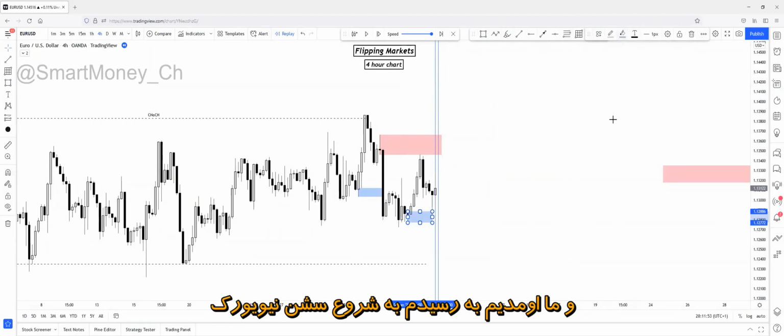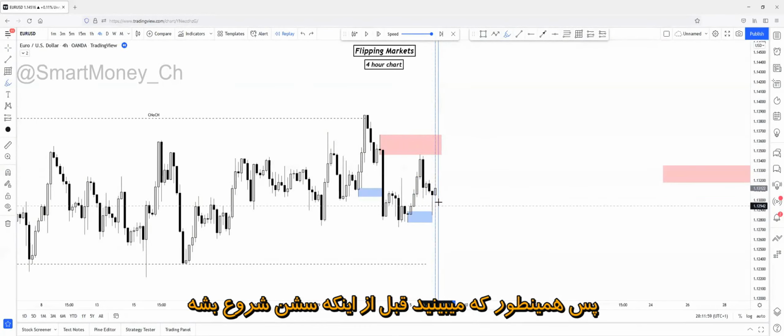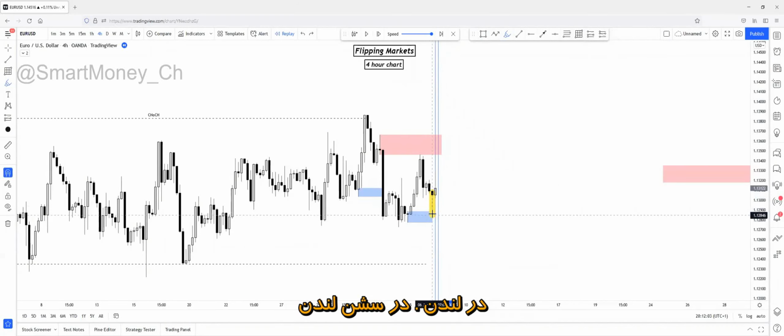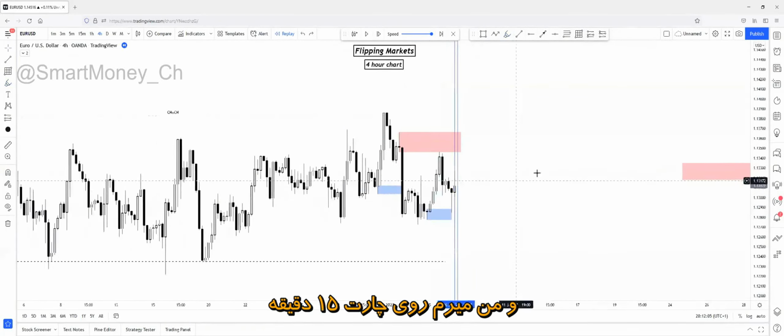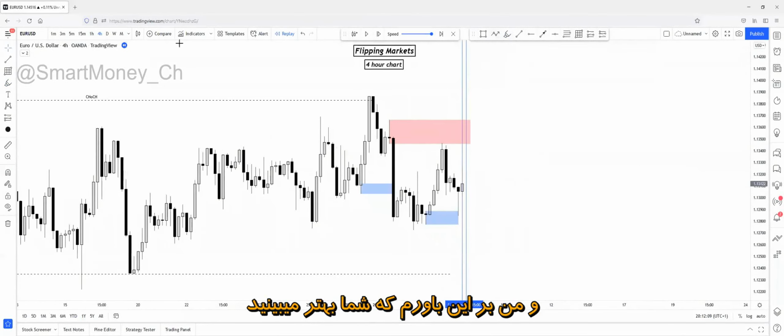And we just arrived at our session start. So basically, our session almost opens. As you can see, before the session opened, price reacted on this demand zone right here in the London session. And I will switch to the 15-minute chart, and you will see it more clearly, I believe.